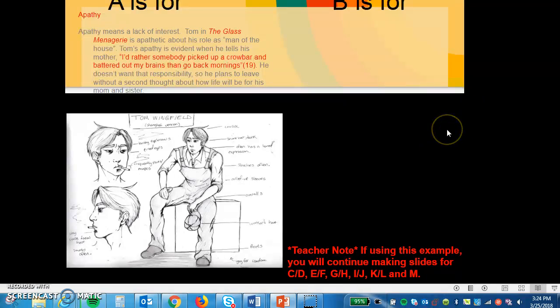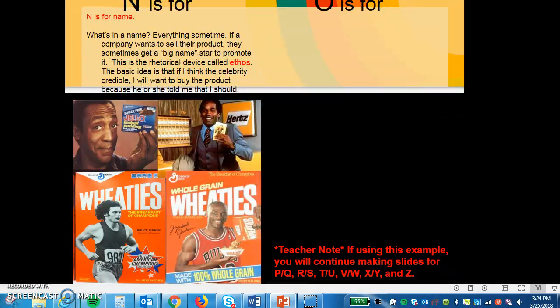All right, let's look at one more example. If you choose the latter half of the alphabet, N through Z, this is an example. N is for name. So what's in a name? Everything sometimes. If a company wants to sell their product, they sometimes get a big name star to promote it. This is the rhetorical device called ethos. The basic idea is that if I think the celebrity is credible, I will want to buy the product because he or she told me that I should.